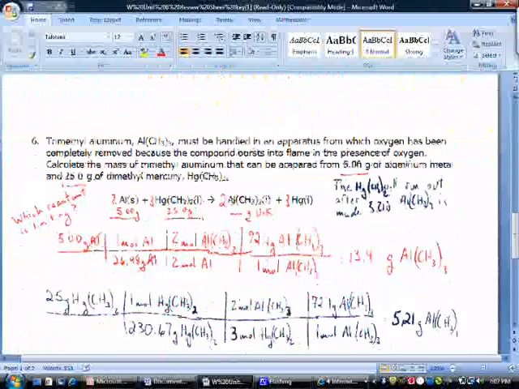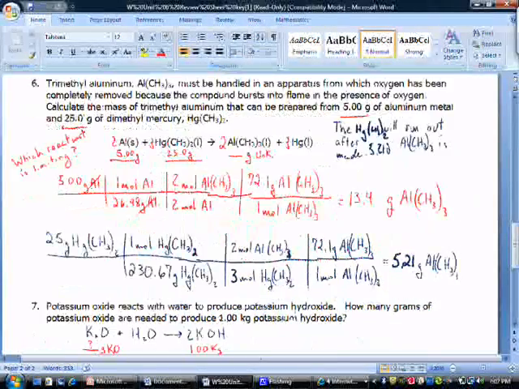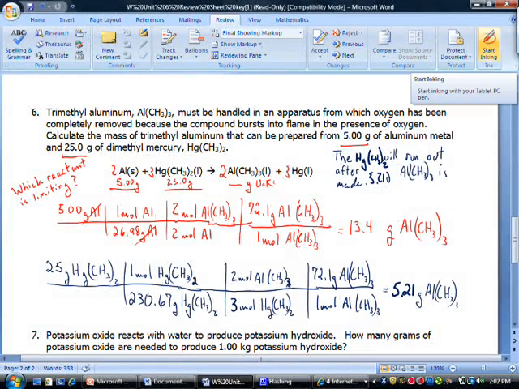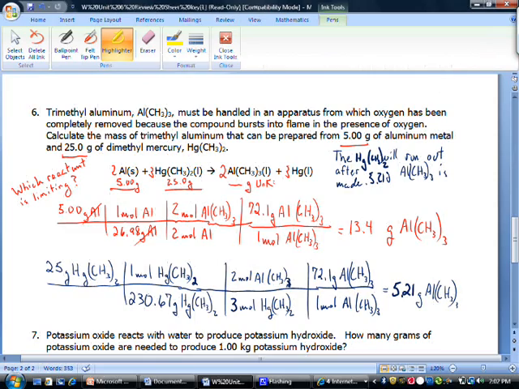So let's move on to number 6. Now when we look at number 6, let me get my writing tools back. There we go. We see that in this problem, we're starting with 5 grams of aluminum and 25 grams of dimethyl mercury. And the question is: calculate the mass of trimethyl aluminum that can be prepared.